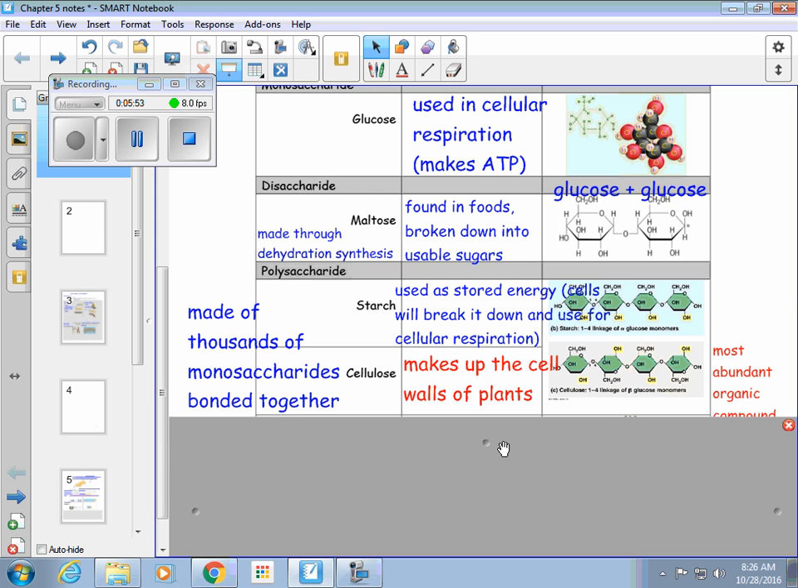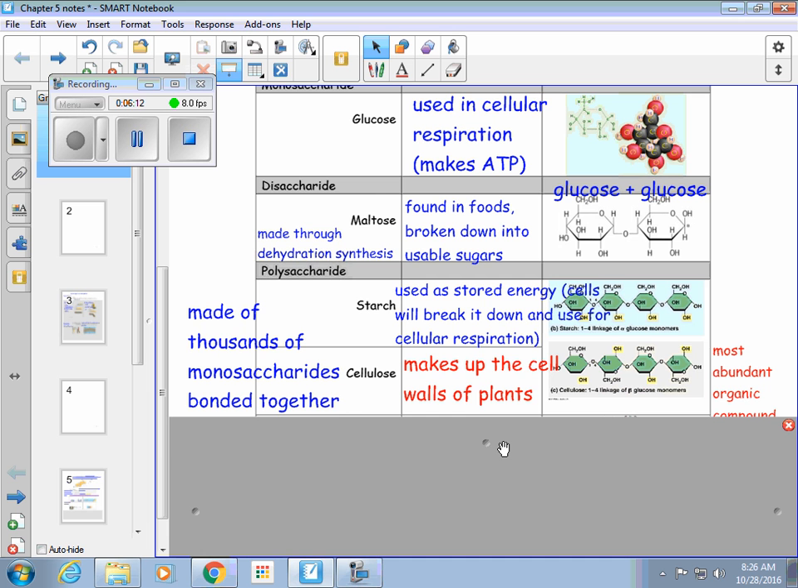Cellulose is another example of a polysaccharide. We're going to find a lot of that in plants because cellulose makes up the cell walls of plant cells. Your cells don't have a cell wall, so that's why we're not going to find it in your cells.